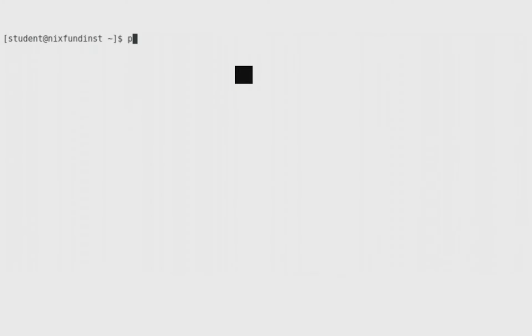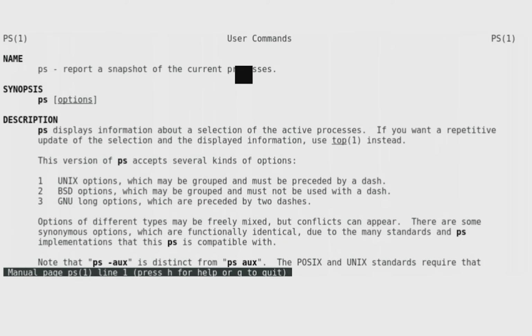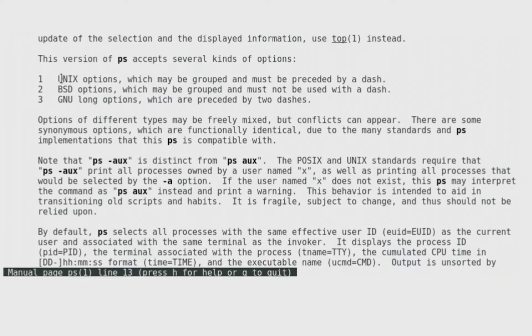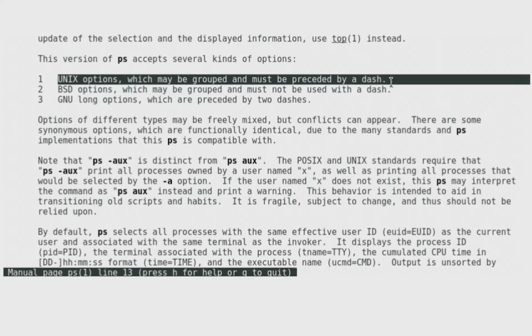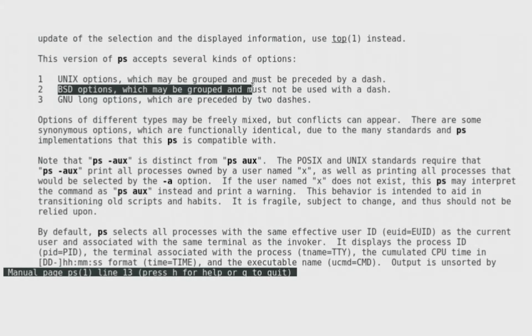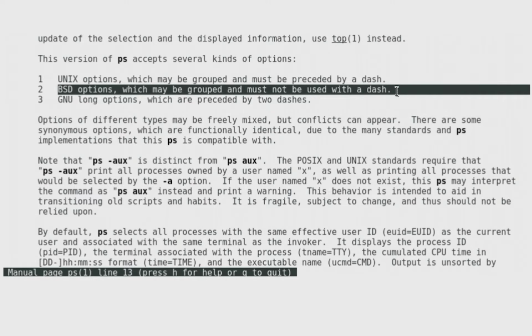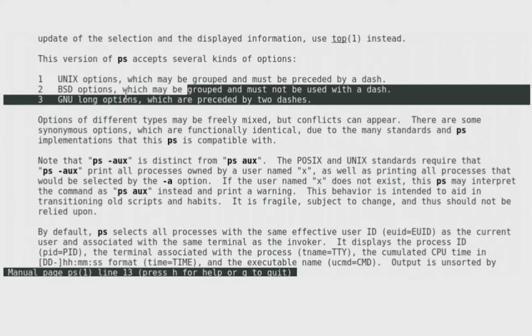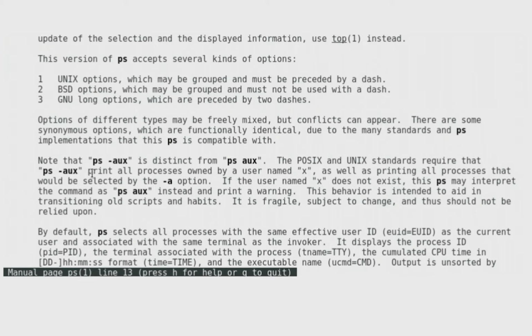Like I said before, I usually like to use ps -ef. There are a lot of options and ways you can use ps. In fact, there are three different types or styles of options. There are Unix options, which must be preceded by a dash. There are BSD style options, which may be grouped and must not be used with a dash. And then there are GNU long style options. The difference between those is, for instance, ps -aux is a completely different command from ps aux.